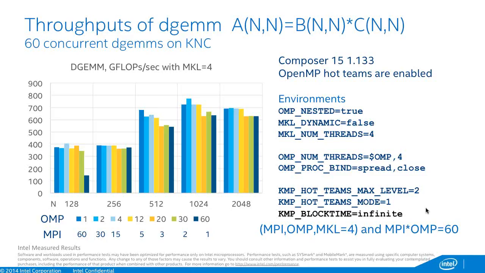So you can choose, depending upon your memory requirement, different numbers of MPI, and then you will choose the best number of OpenMP.